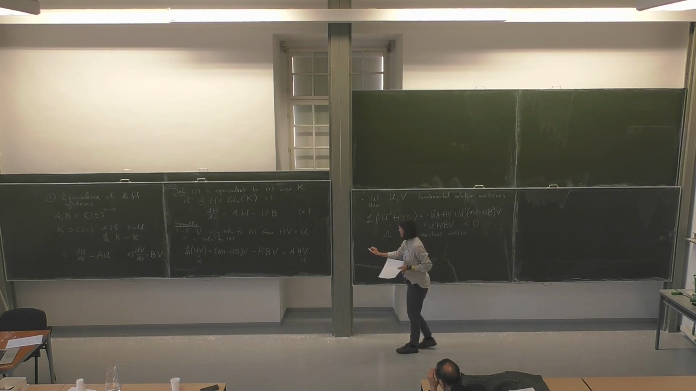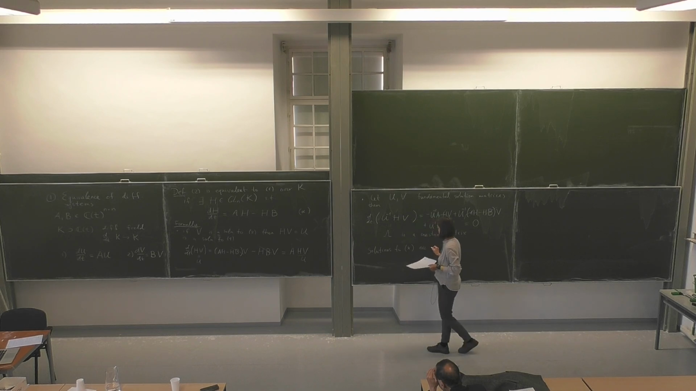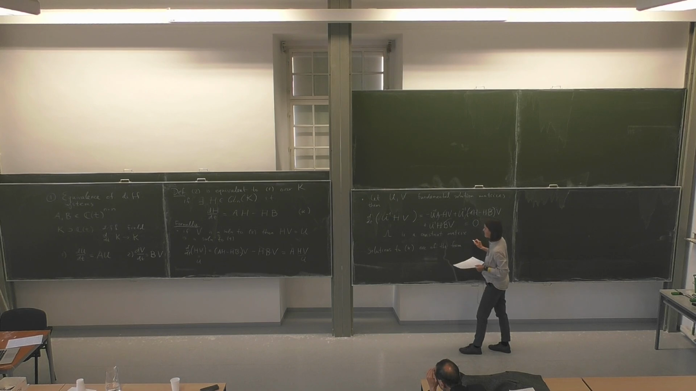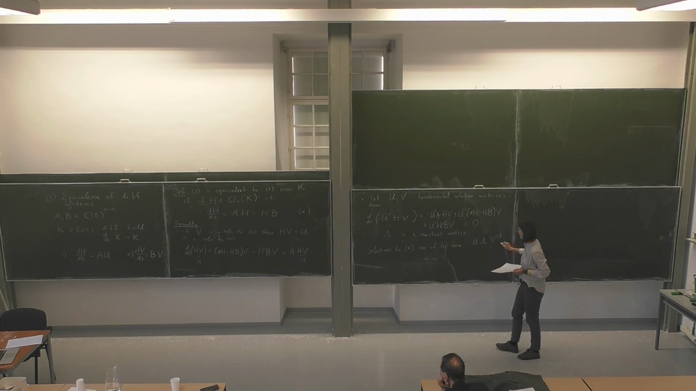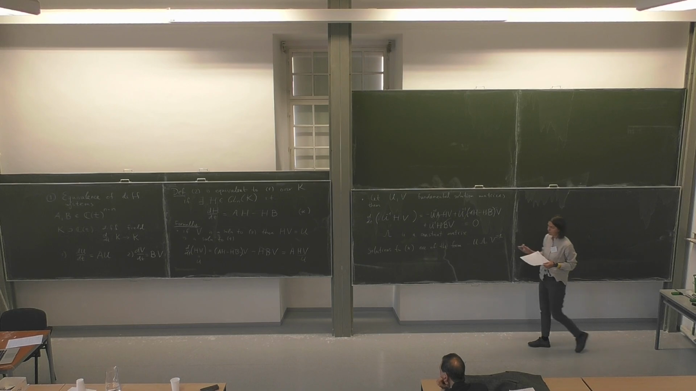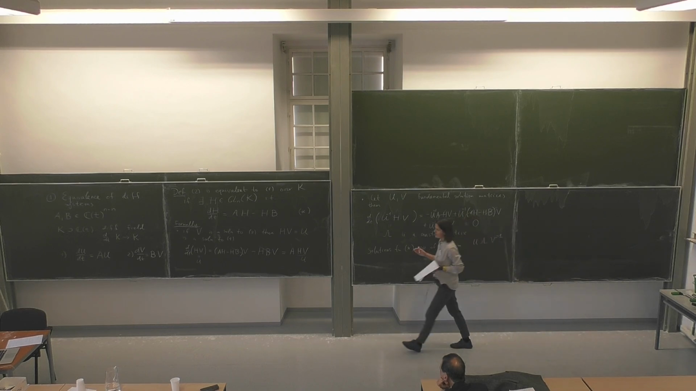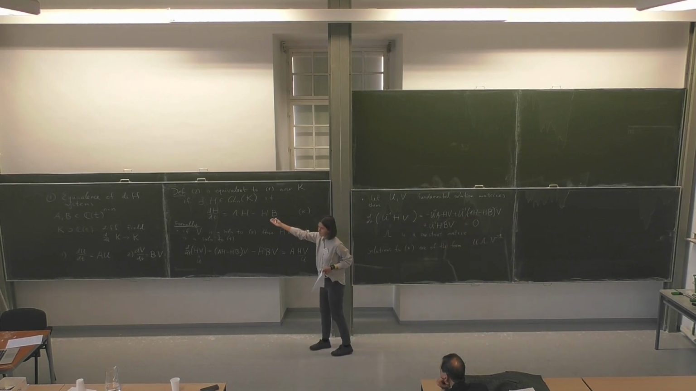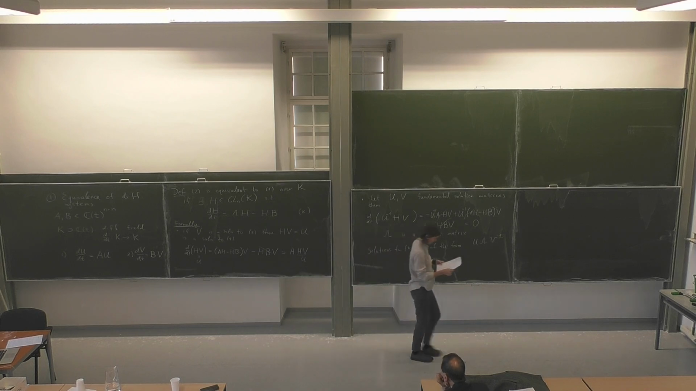So solutions to star are of the form H equals U times a constant matrix times V inverse. So these two properties tell a lot about the nature of this differential equation here.